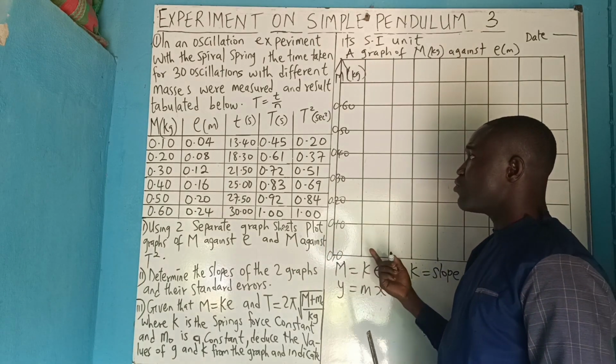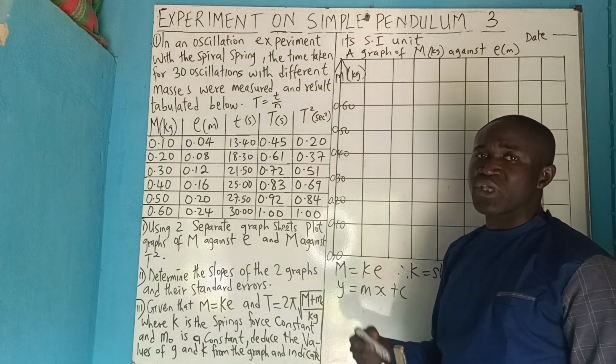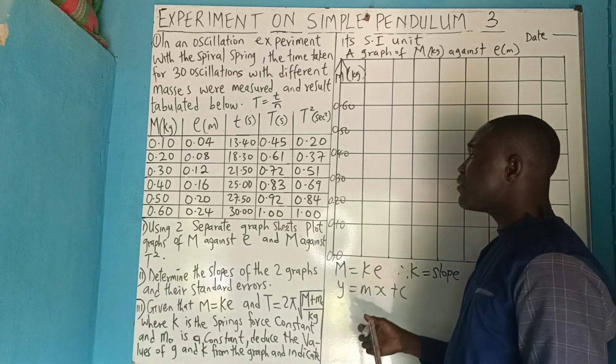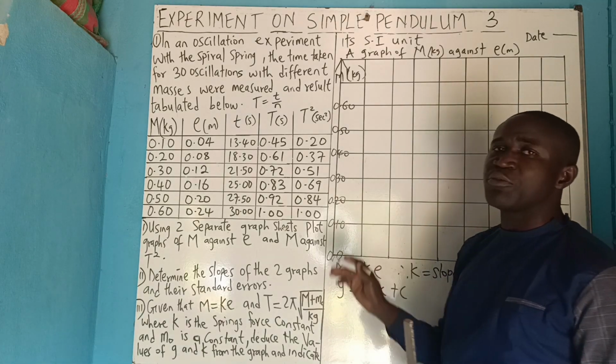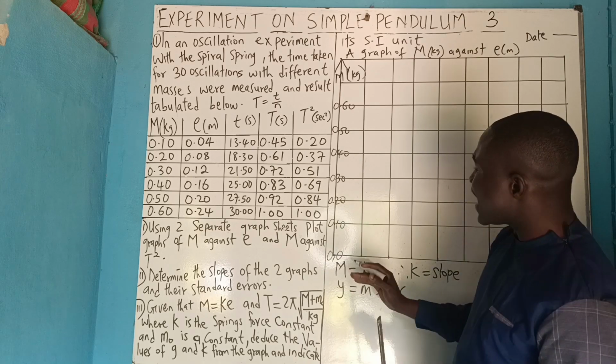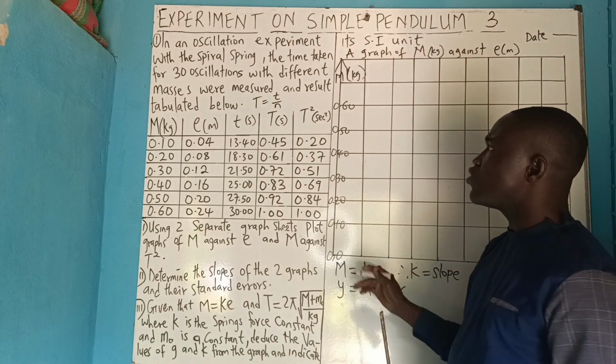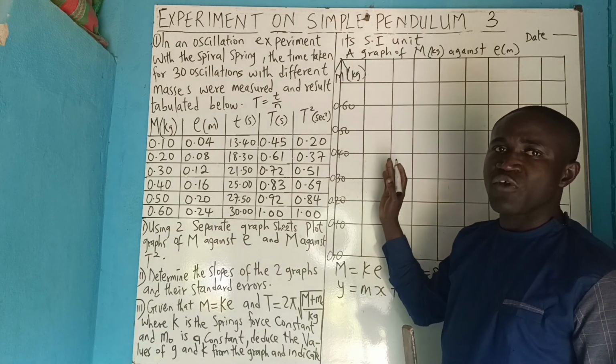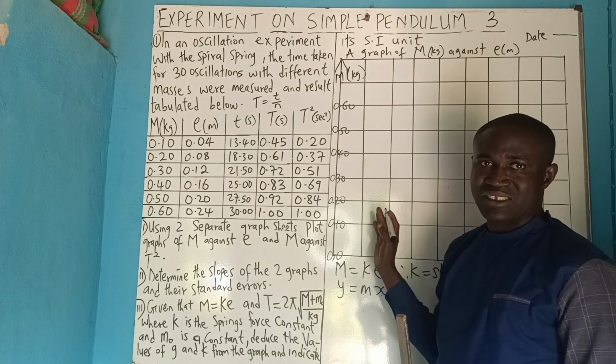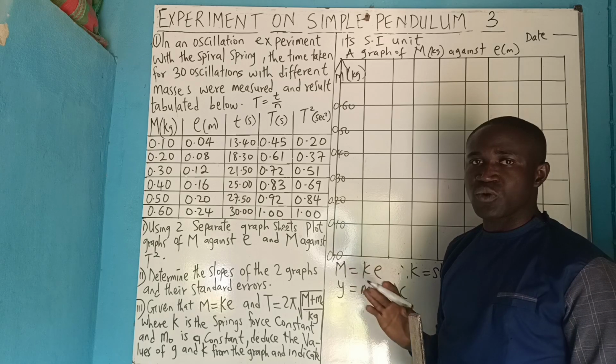If you want to know how to get appropriate scales, are you getting? Appropriate scale simply means a scale that will be suitable for that graph, so that it will cover at least 2/3 of the graph. It's not a scale that you will use and some part of your graph will be very vacant, empty space. No, we don't do that.